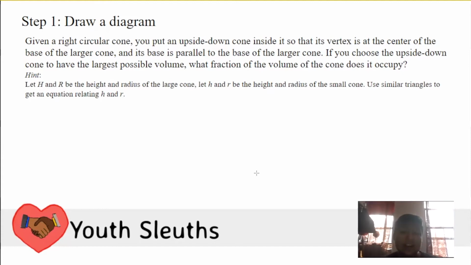So now on this slide, we have our question, and you could take a moment to pause the video and read the question for yourselves. Now that you're back, we can start to familiarize ourselves with the question. So we start by drawing the diagram for this. Here we have an upside down cone inside a larger one. So we could first start by drawing the upside down cone.